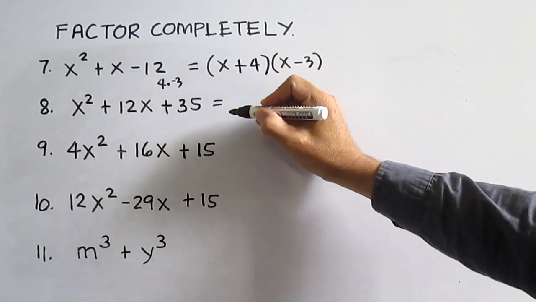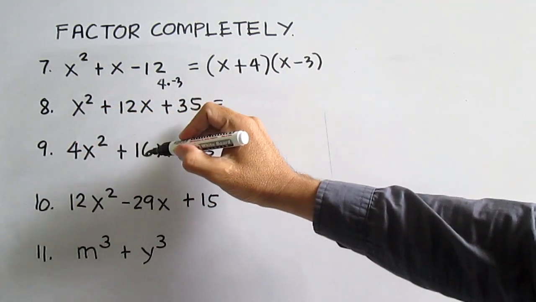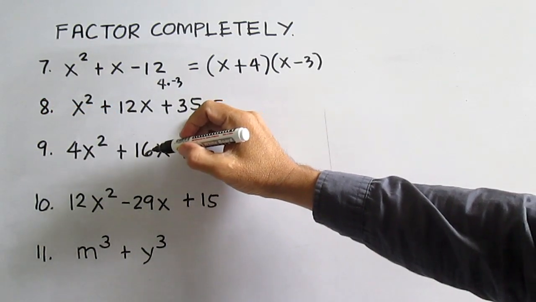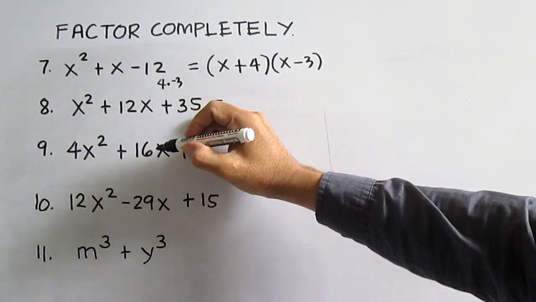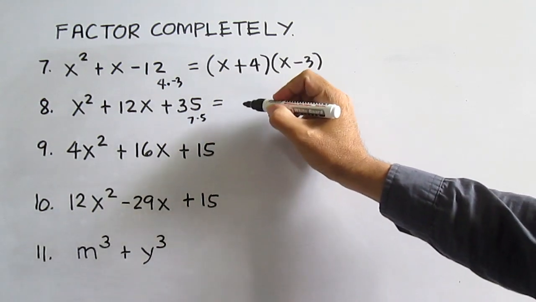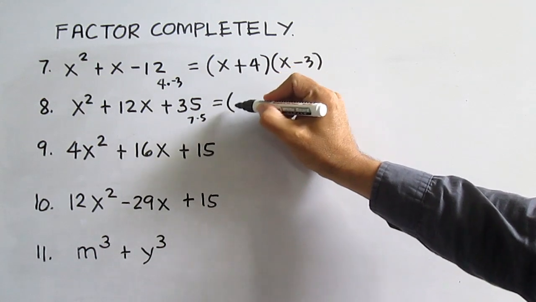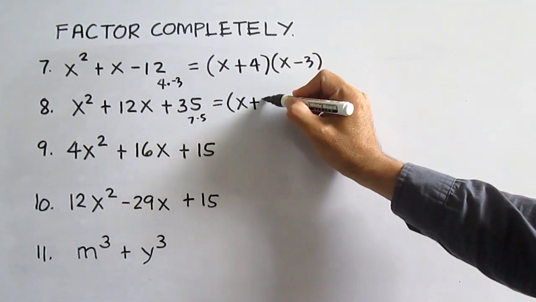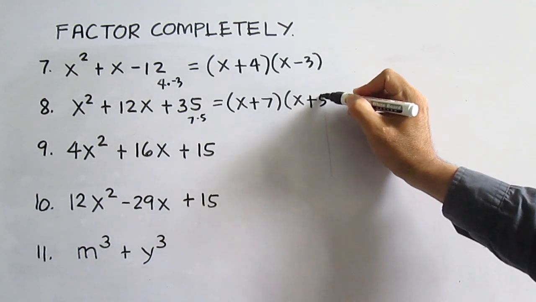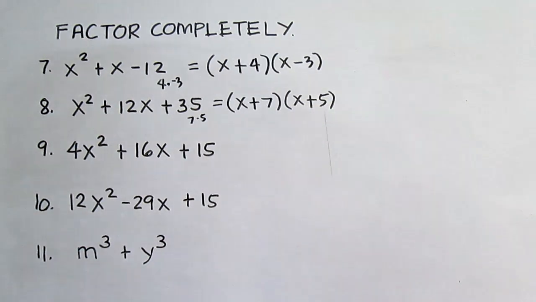Number 8 is also a general trinomial where x squared has a numerical coefficient of 1. To factor, think of two numbers that will give you a product of 35 and a sum of 12. The factors are the quantity x plus 7 and the quantity x plus 5.